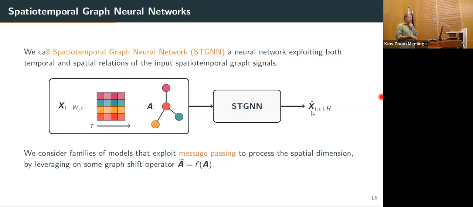Okay. We will consider a family of models here that will exploit message passing. Why? Because message passing is very general. It is able to deal with features associated with nodes, edges, changes in topology. And then we need also to play with the graph shift operator. You remember the graph shift operator was starting from the adjacency matrix, and it was taking care of what is going to happen one step, one hop from me, two hops, and so on. So everything will be mixed somehow in a cute way.